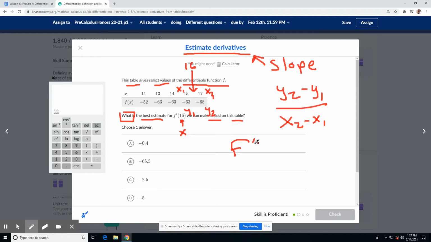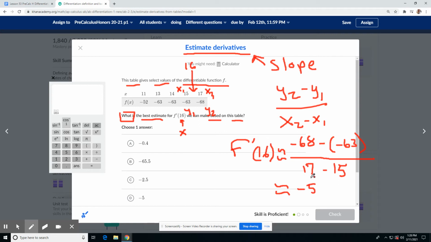So that would be f prime of 16 is approximately equal to y2, which is negative 68, minus y1, which is negative 63, over x2, which is 17, minus 15. All right, so then this is approximately equal to negative 68 plus 63, which is negative 5, and 17 minus 15 is 2. So negative 5 halves.